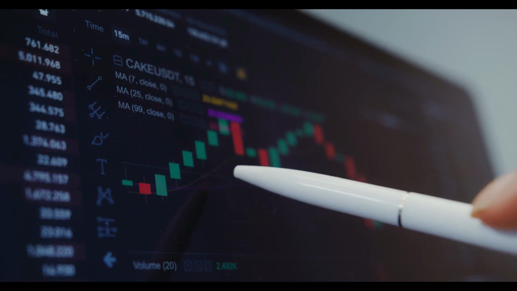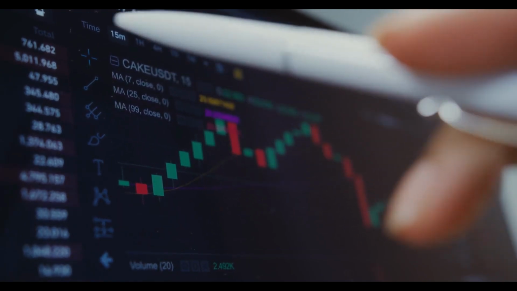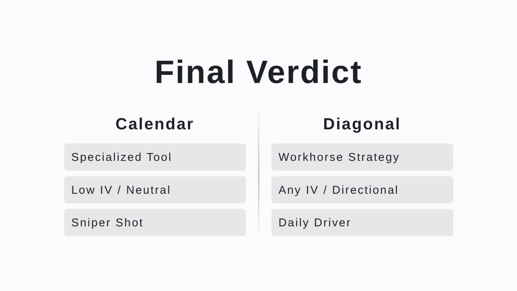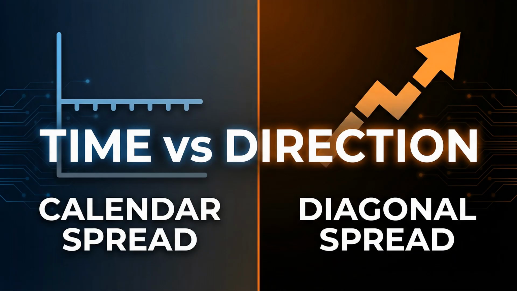Here is the final decision matrix. Ask yourself, do I expect the stock to move? If no, calendar. If yes, diagonal. Is IV low? Calendar. Is IV high? Diagonal. Ultimately, the diagonal is the more versatile, robust strategy for daily trading, while the calendar is a sniper rifle for specific low volatility, neutral situations. Master the Greeks, choose your direction, and trade smarter.